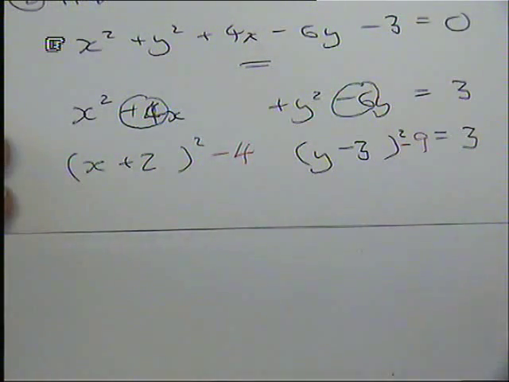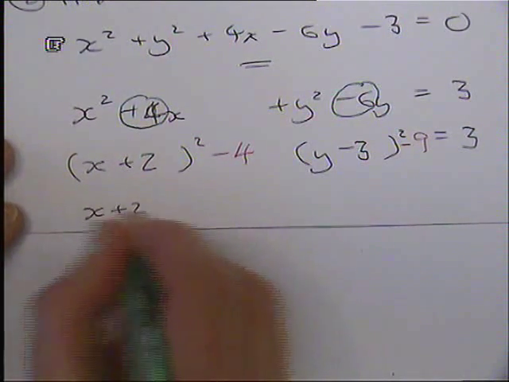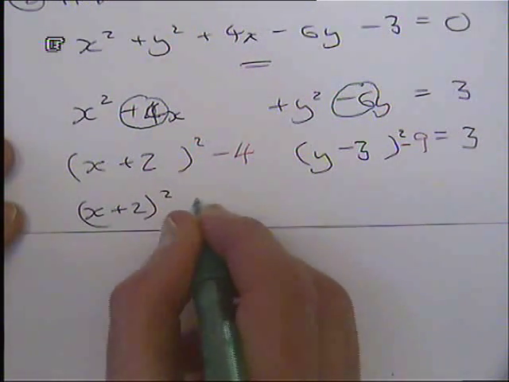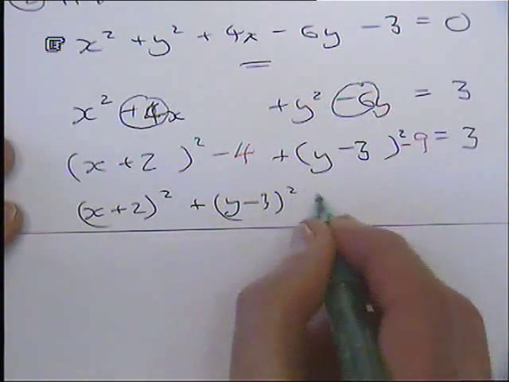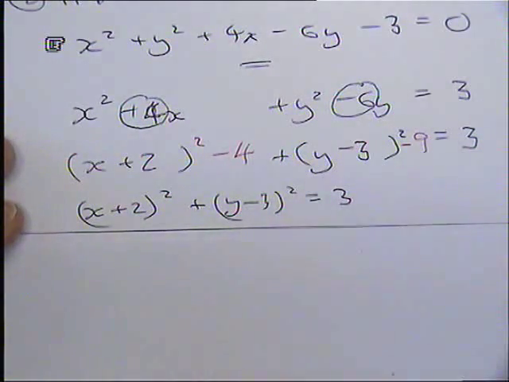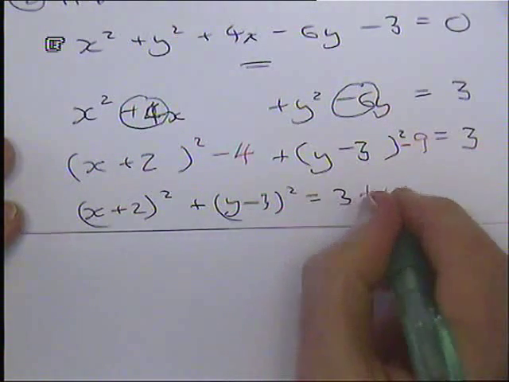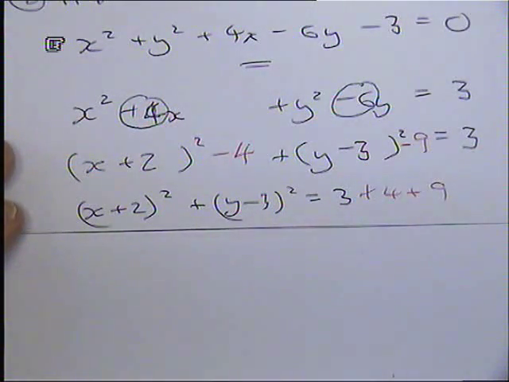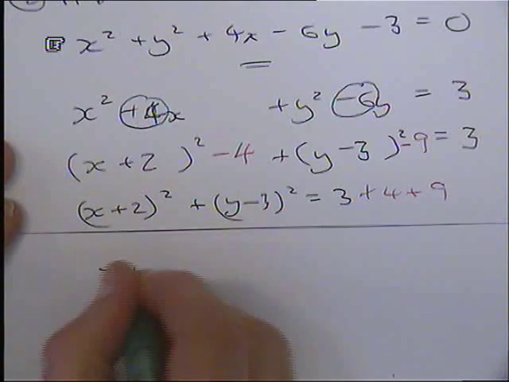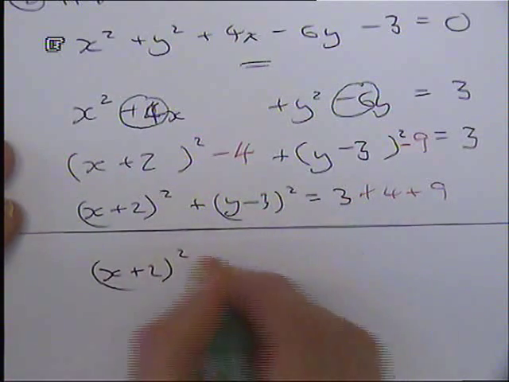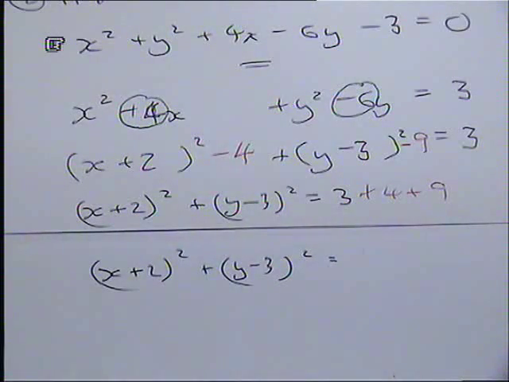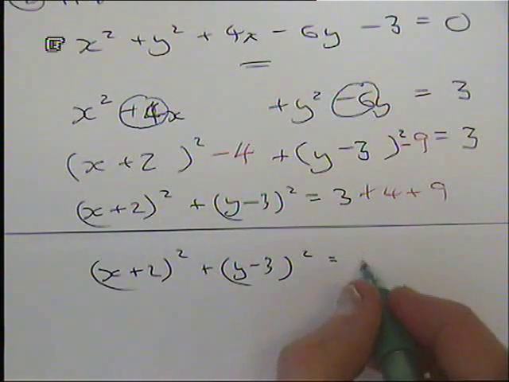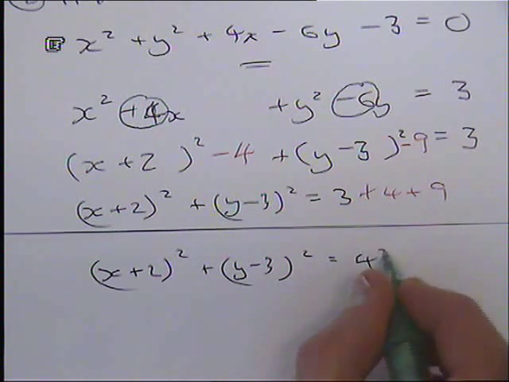Yeah, move the red numbers over to the other side. So I've got x plus 2 all squared, I'm adding on my y minus 3 all squared, and on the right I've got that 3 plus the red 4 and plus the red 9. So I'm going to get x plus 2 all squared plus y minus 3 all squared, and on the right I'm going to end up with 16, which is the same as 4 squared.